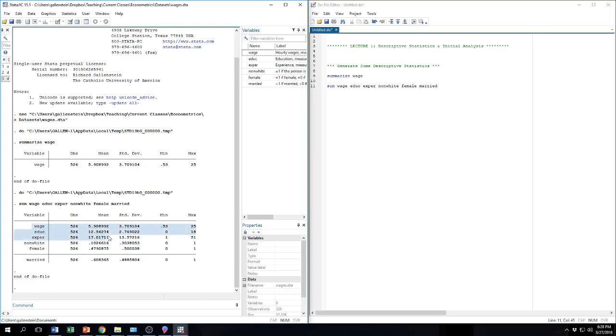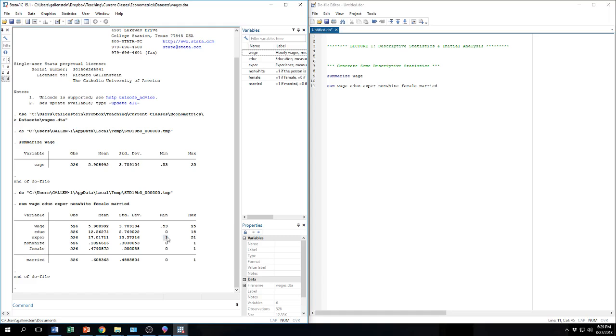Now, these are continuous variables, so these are really easy to interpret. It's $5.90 an hour, 12.6 years of schooling, 17 years of experience. We can look at the standard deviation, and we can look at the min and the max. So the minimum level of education is 0 and the maximum is 18.